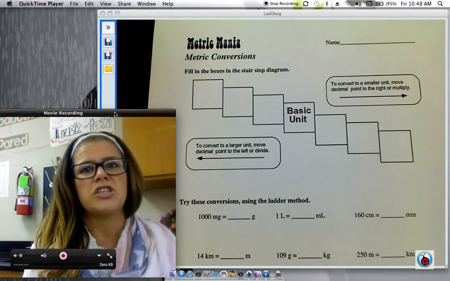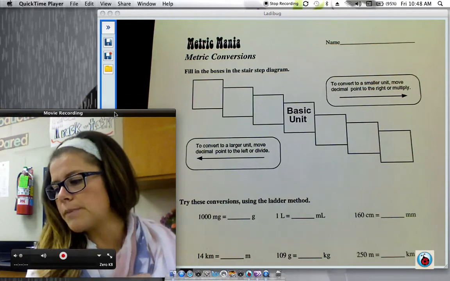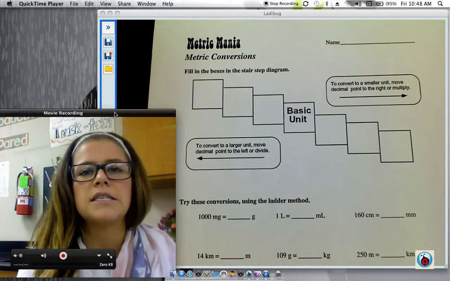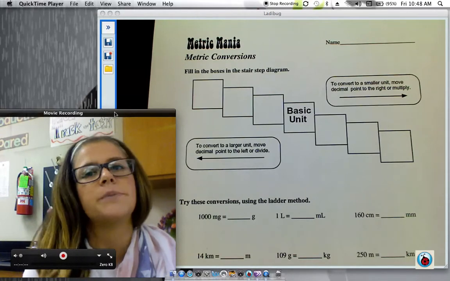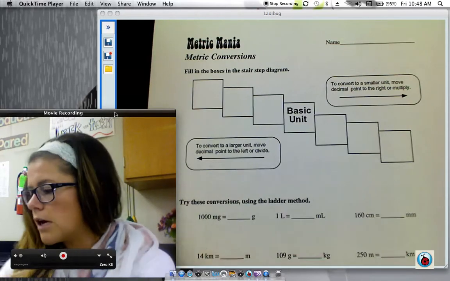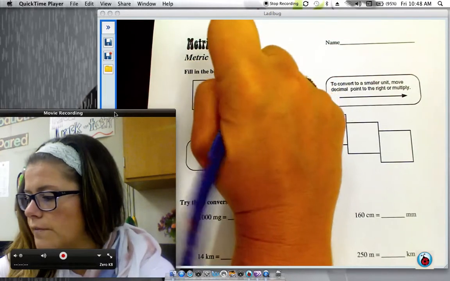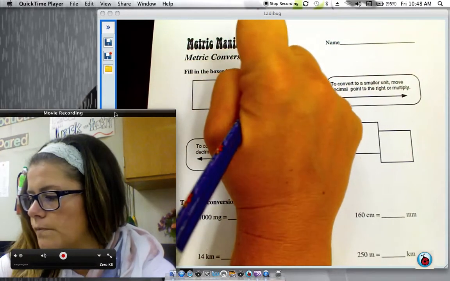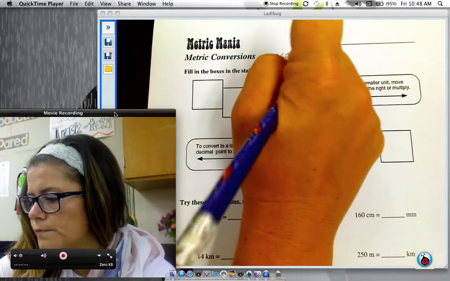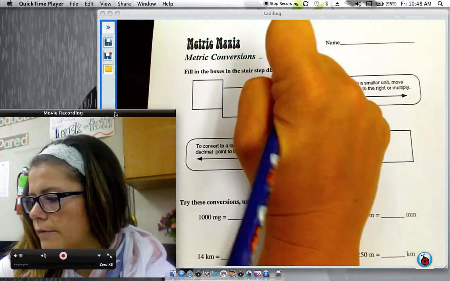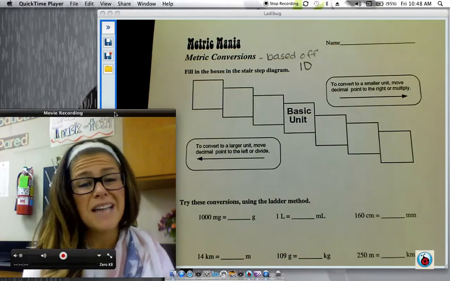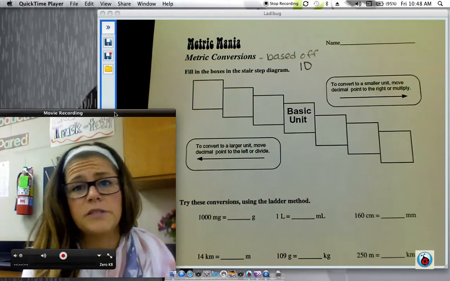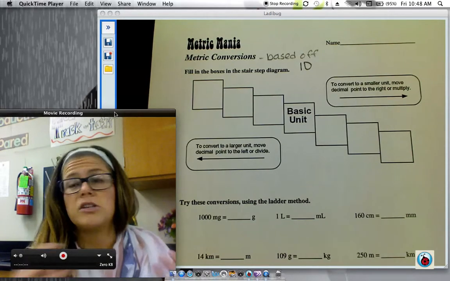It makes life easier. So we talked about the metric system in class, and the reason why scientists use the metric system is because it's based off the number 10. So let's go ahead and write that. Metric is based off 10. Okay, that's really important. Scientists like their lives to be easy. If it's based off 10, then it makes their lives a little bit easier.